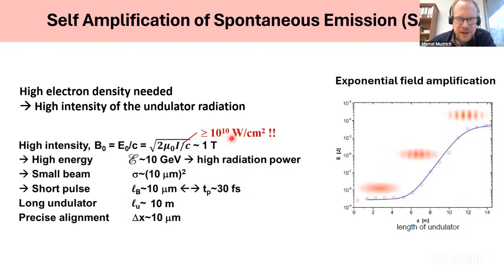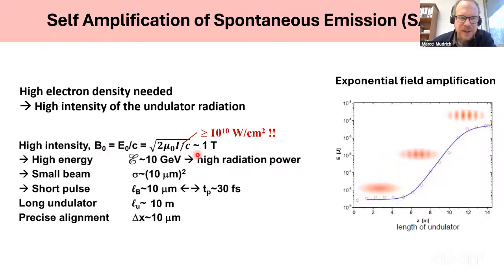And this is not in a focused beam. This is along this many meters long undulator, such that the magnetic field component of this electromagnetic wave reaches the same order of magnitude as the undulator magnetic field, which is on the order of 1 Tesla. And yeah, so getting an electromagnetic wave into the intensity level of Tesla magnetic fields is not trivial.